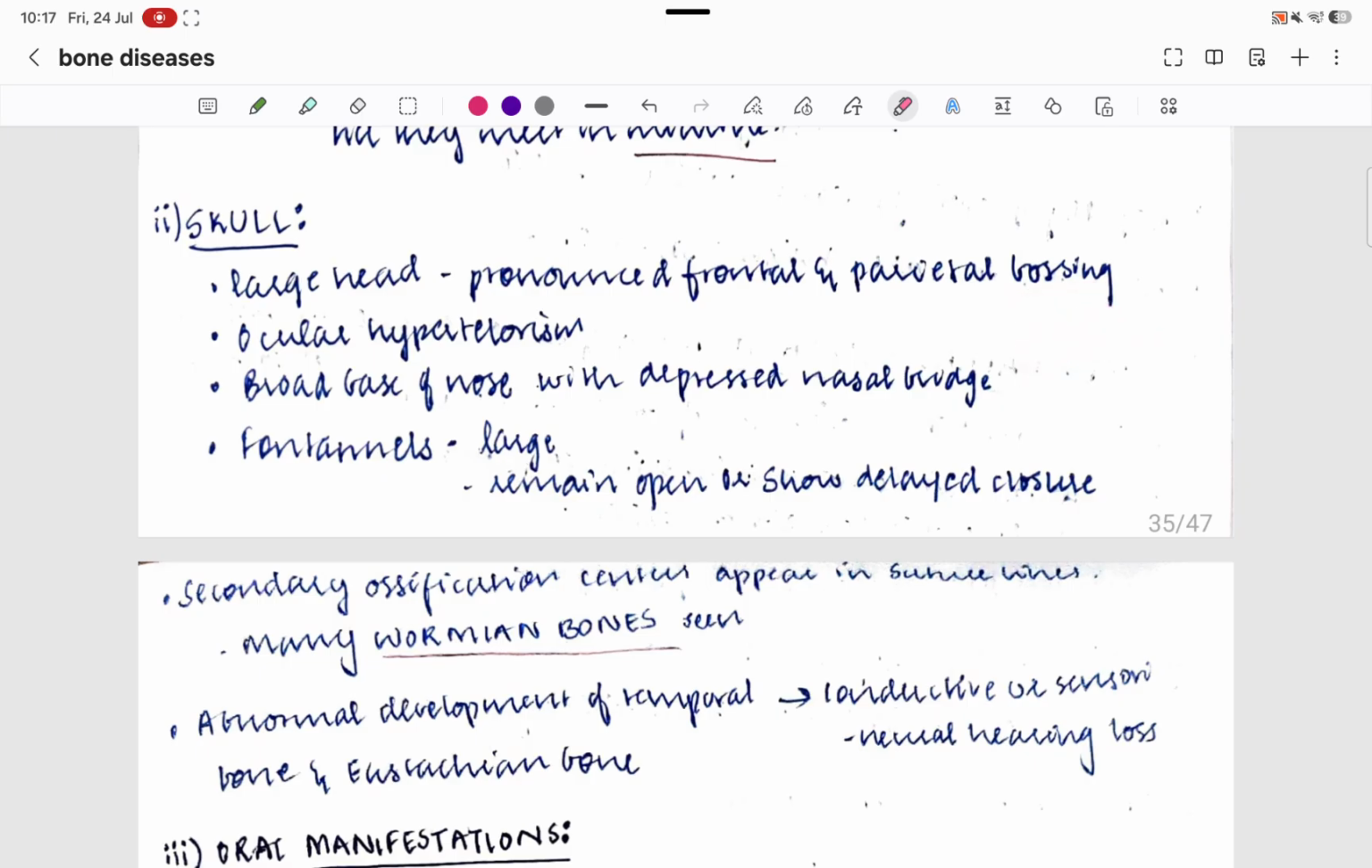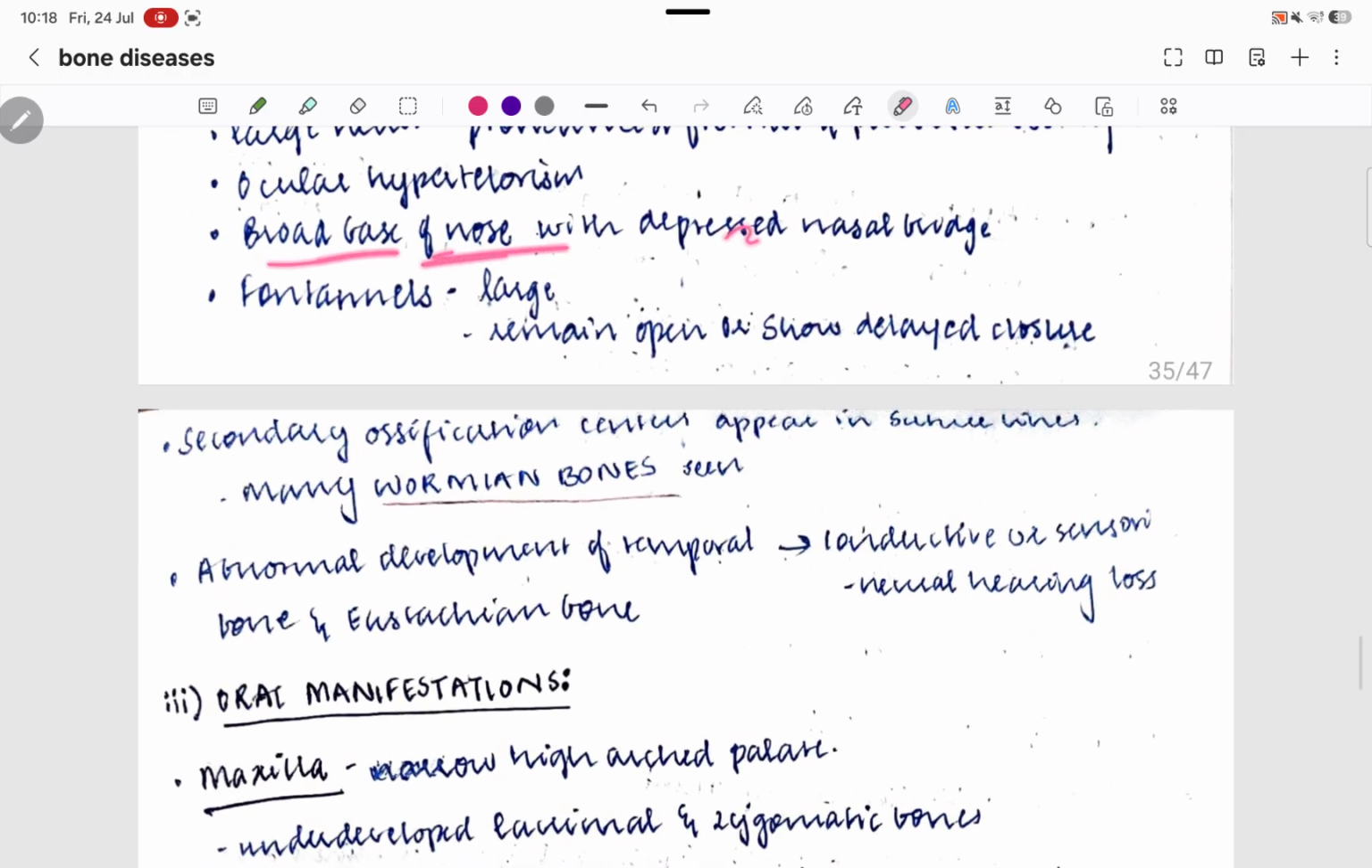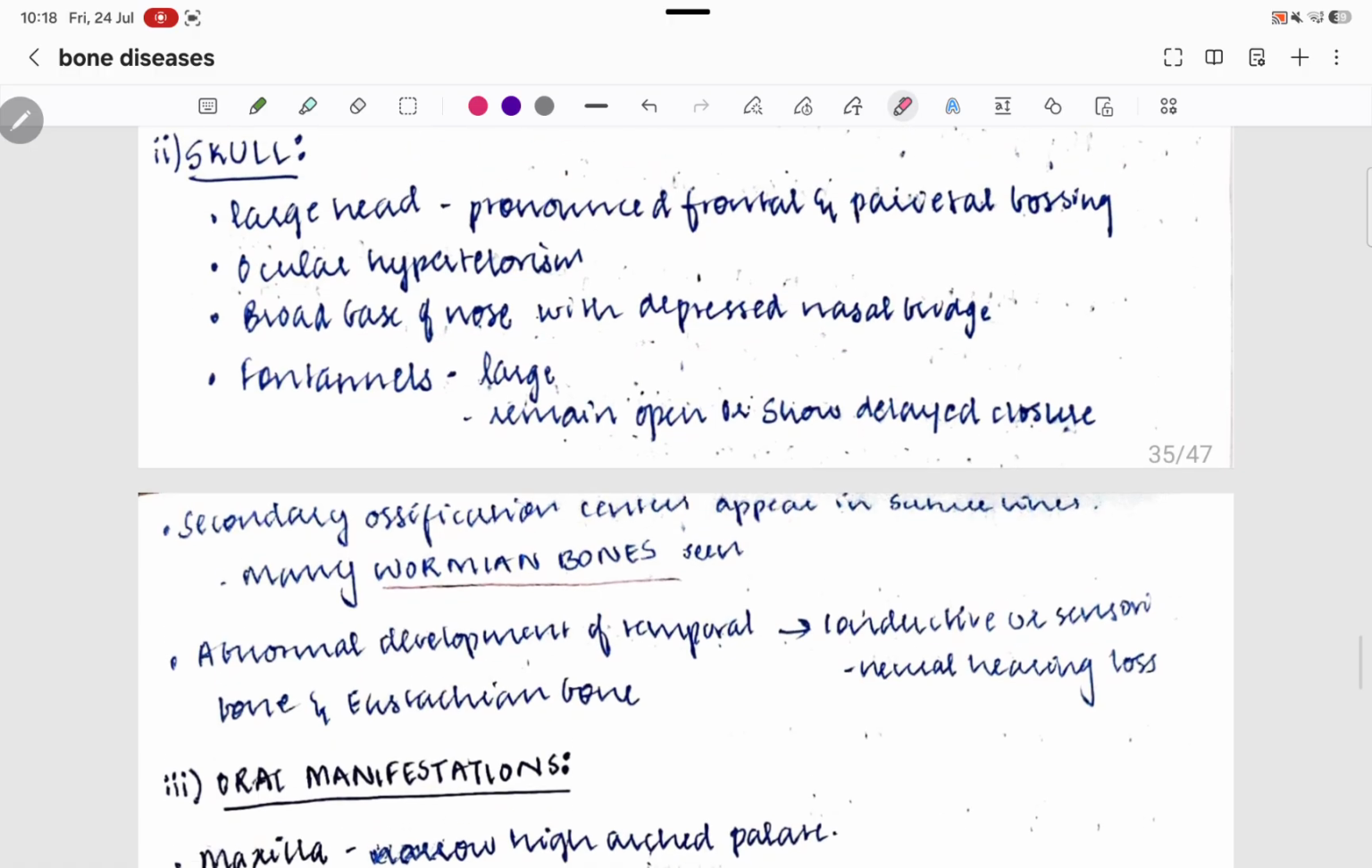Then coming to ocular hypertelorism. Ocular hypertelorism is a congenital craniofacial condition where there is a wide distance between the two eyes. Normally our two eyes are beside the bridge of our nose, but in people who have hypertelorism, both eyes are a wide distance apart. Then broad base of the nose with depressed nasal bridge. Something like this.